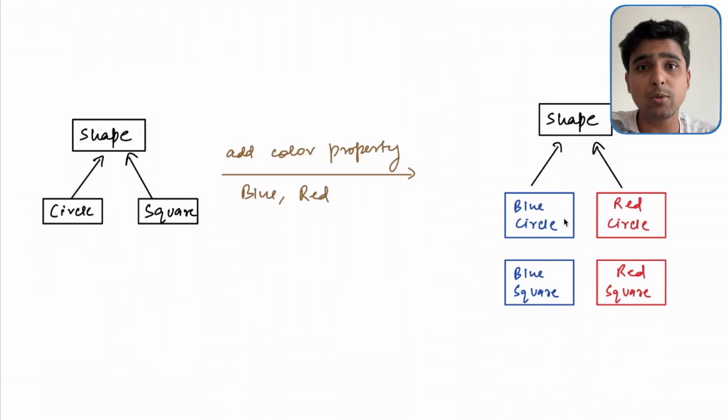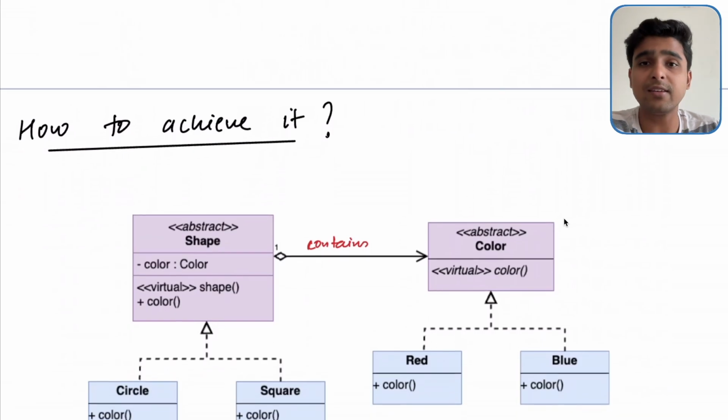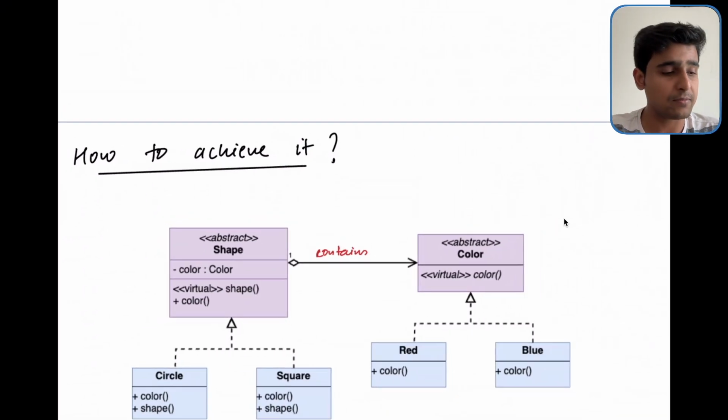Now let's say if you want to add a third property to a shape, then you can see it will scale exponentially as you add a new property. Now how does bridge pattern solve this? So let's see how to achieve this.